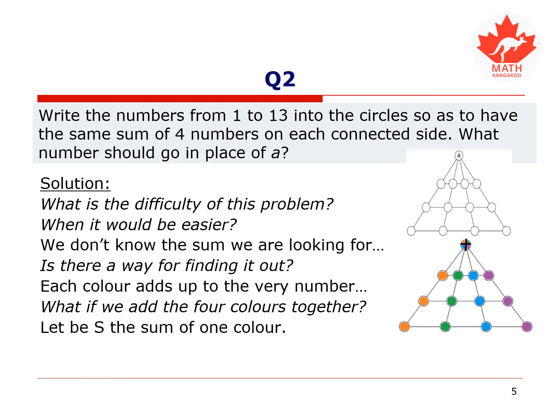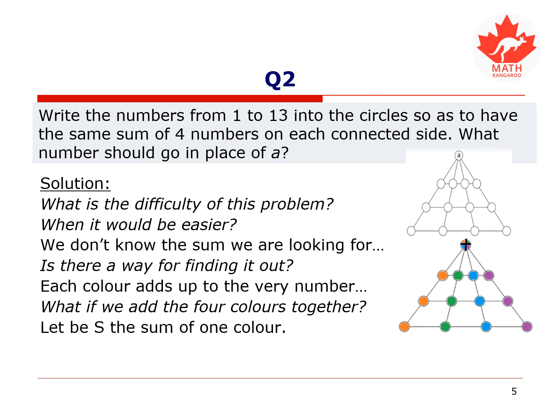What happens if we add all the colors together? Again, what's making this problem very difficult is not knowing the sum. So I'm going to give this sum a letter. I'm going to call it big S for the sum along one color. Looking at this picture now, I know that adding up all of the slanted line sums, I should have 4S in total. S on the orange, S on the green, S on the blue, S on the purple.